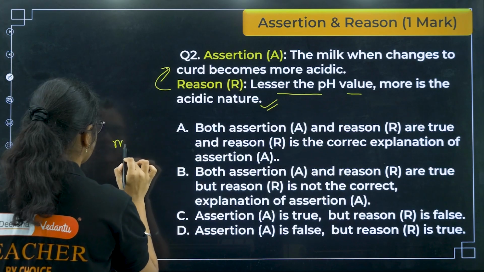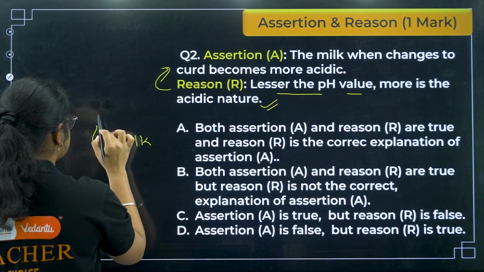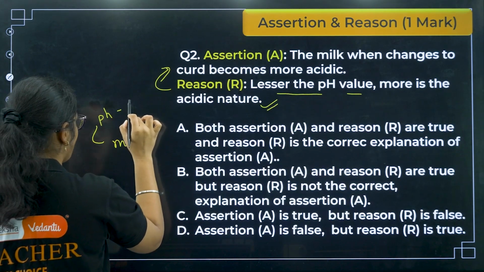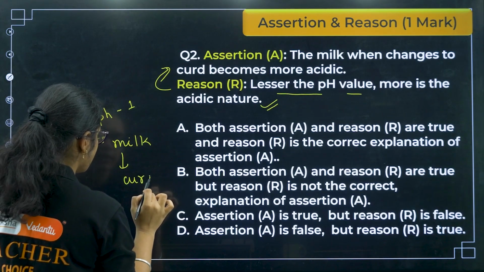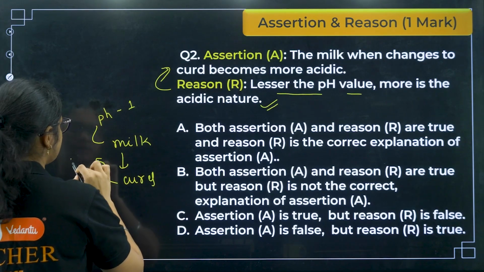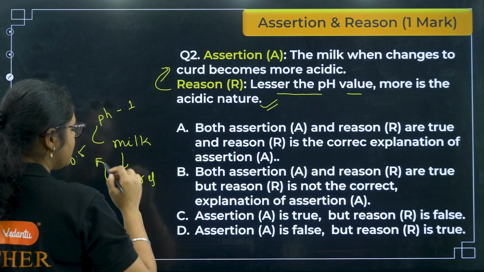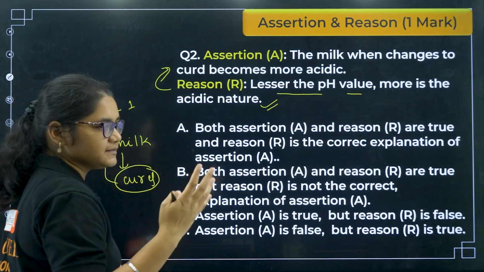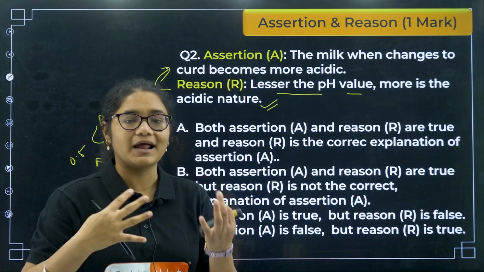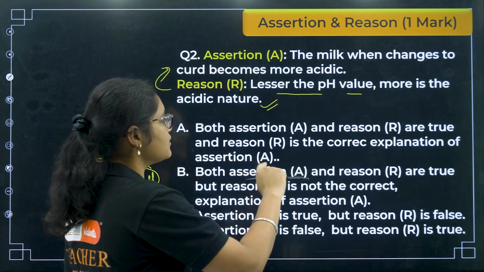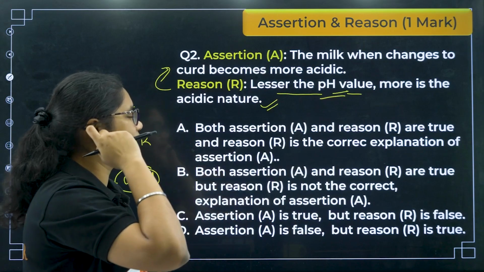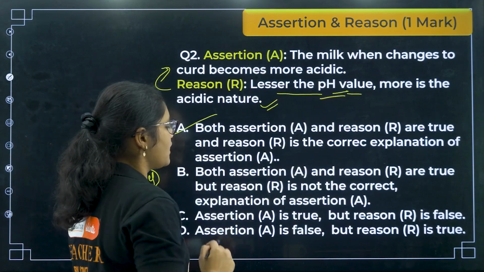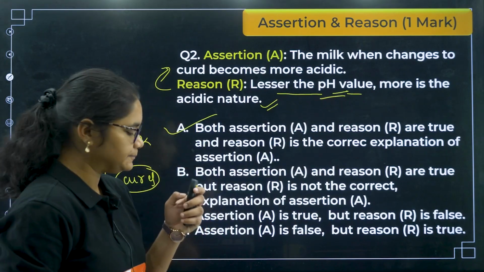See, suppose you have milk and you measured its pH. Suppose it is 1. Now if it turned to curd and you measured its pH and it is 0.5. Right? Now it tells you that this has become more acidic. Milk has become more acidic because of what? Because the pH value has decreased. So again we can say both are correct and the reason is explaining that. So the correct answer is option number A here.